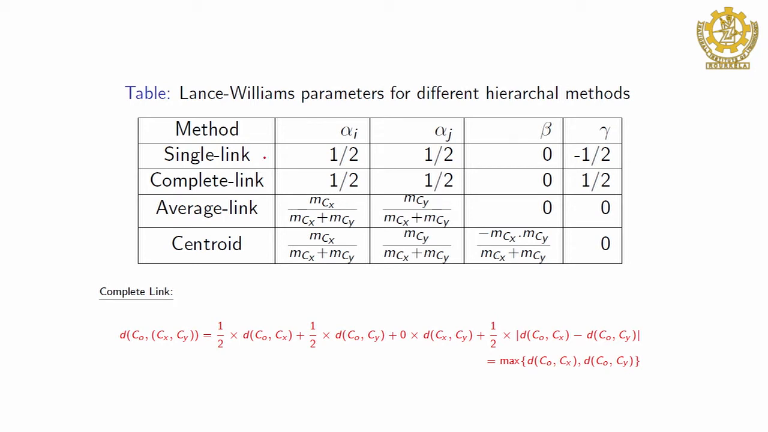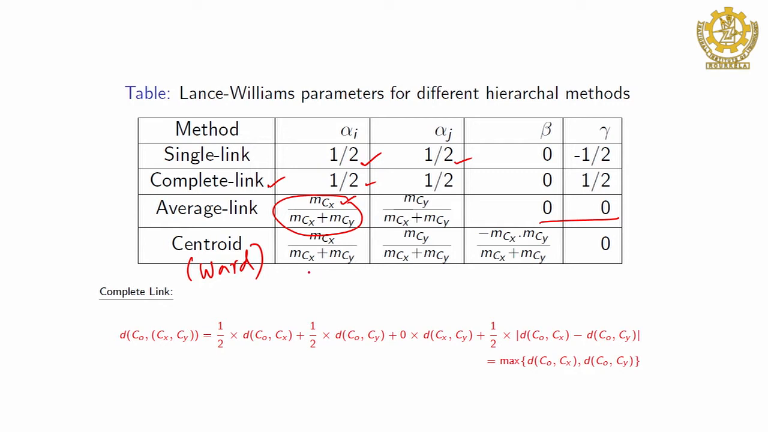So, if you want to apply the updation formula for alpha i, alpha j for single linkage, it will be half, half, beta will be 0 and gamma will be minus half. If you apply complete linkage, this is half, half and gamma will be half. Then average linkage, this is m_Cx over m_Cx plus m_Cy, where m_Cx is the number of points in the cluster Cx. Similarly, m_Cy is the number of points in the cluster Cy, and this value will be 0. Then there is another method called Ward's method.